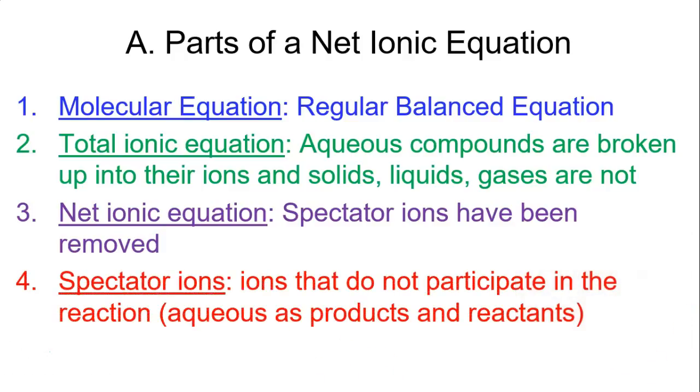And then what are spectator ions? Spectator ions are ions that do not participate in the reaction. They are things that are aqueous as a reactant and aqueous as a product. And so they do nothing. There's no change in those.